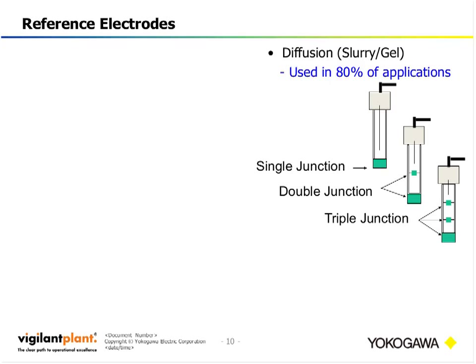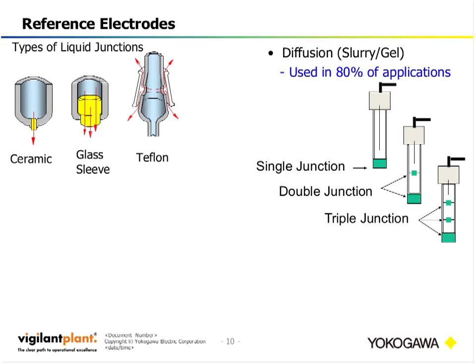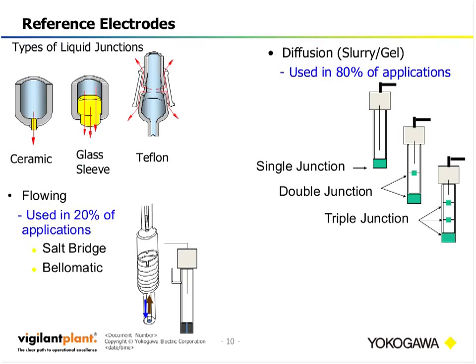Also, the KCl has been modified to help reduce its rate of depletion by thickening or making it a gel form. Different junction materials or configurations have been created, such as Teflon, ceramic, glass sleeve styles for helping with the plugging issues. And also, we've created positive pressure or salt bridges, or what's known as flowing junction electrodes, that are a great approach to some applications.